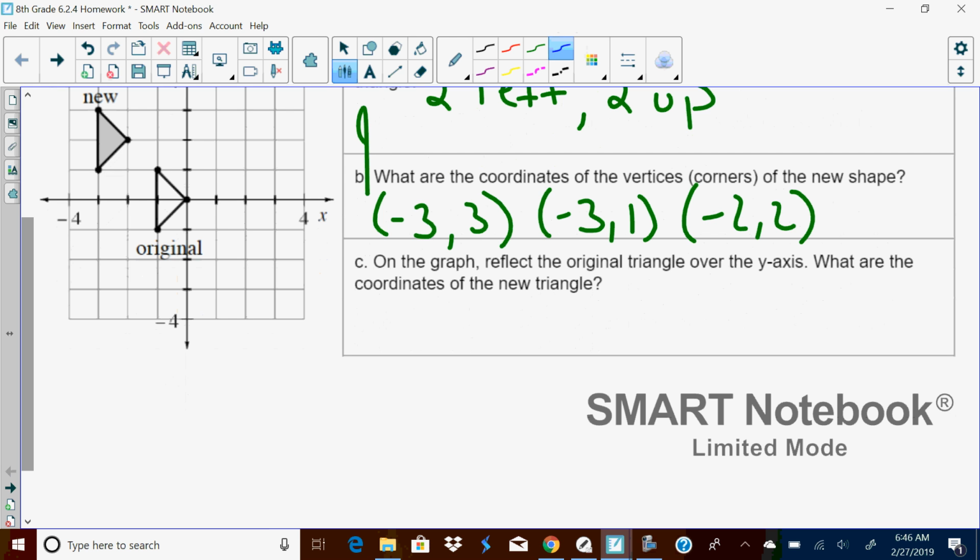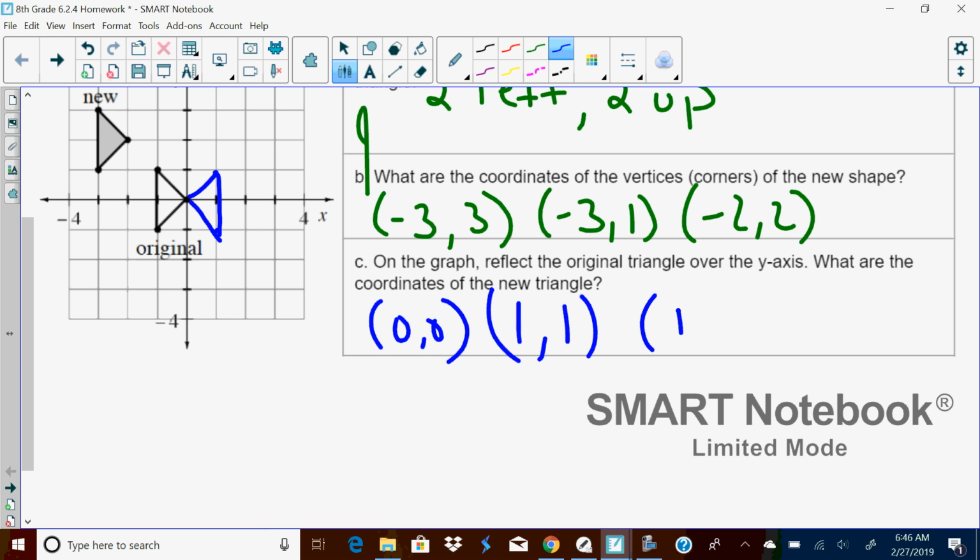What are the coordinates of the new triangle? So here's the original triangle. So if we reflect it, the new triangle is going to be right there. And the coordinates will be 0, 0, 1, 1, and 1, -1.